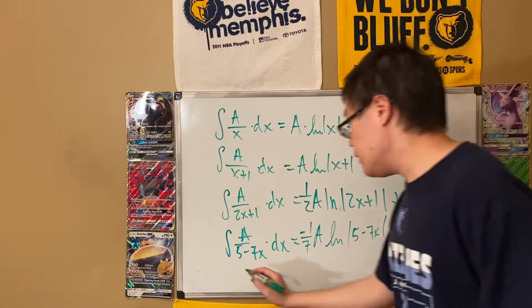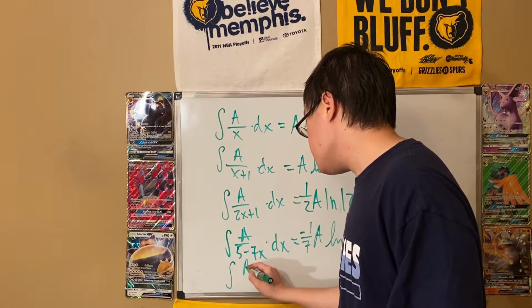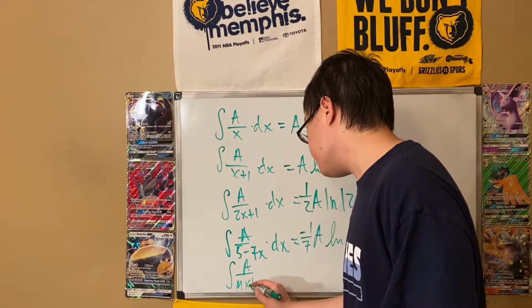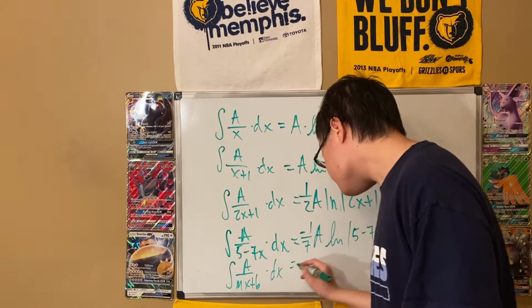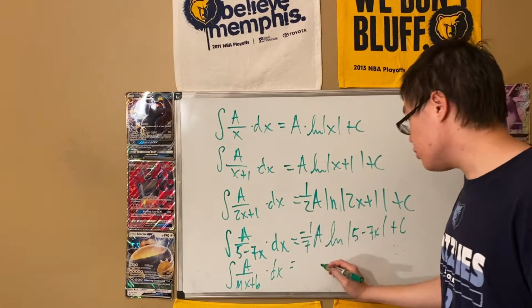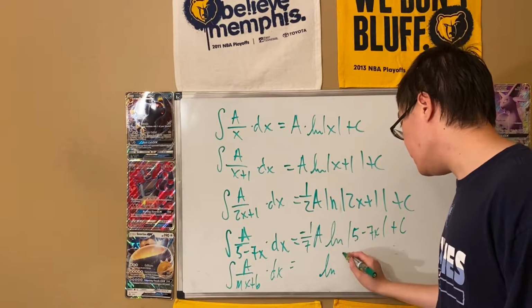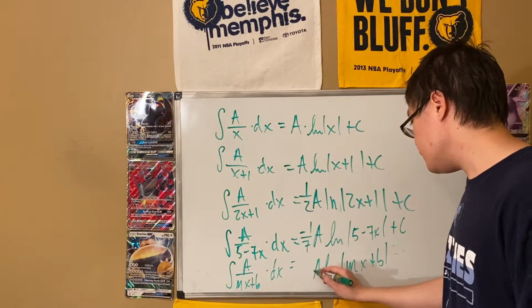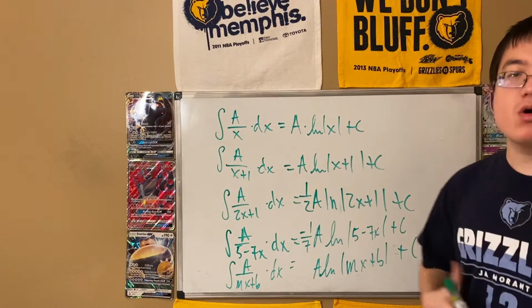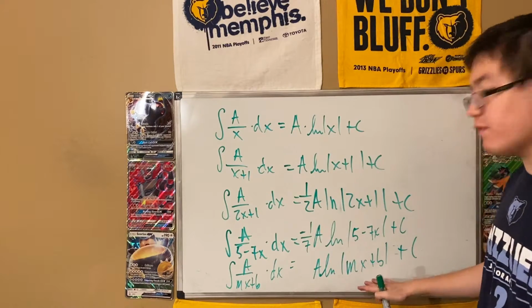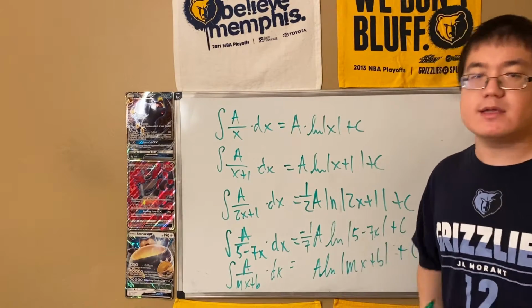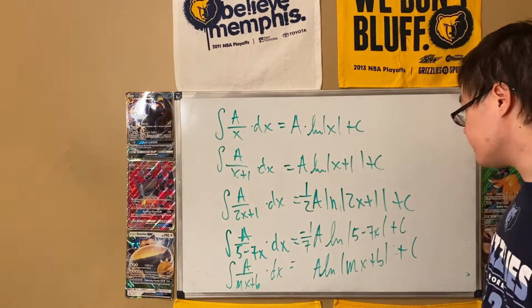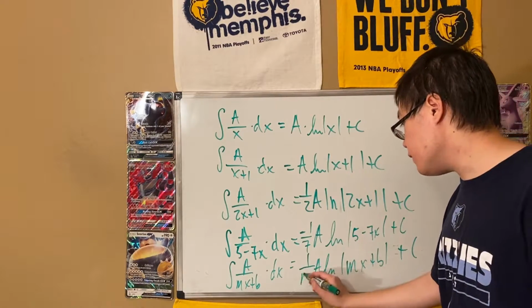In general, again, we're going to have things of the form a over mx plus b times dx. So what's going to be the integral here? It's going to be ln of mx plus b, the thing in the denominator. There's going to be an a in front. And what we're going to do is multiply by the reciprocal of the derivative of mx plus b, but that's m, it's the slope, it's the derivative. It's going to be 1 over m.